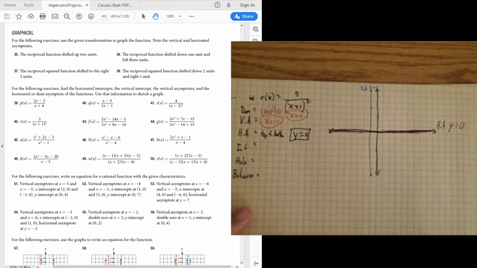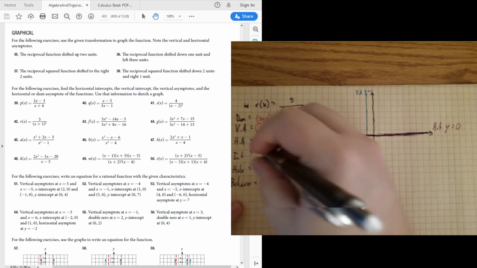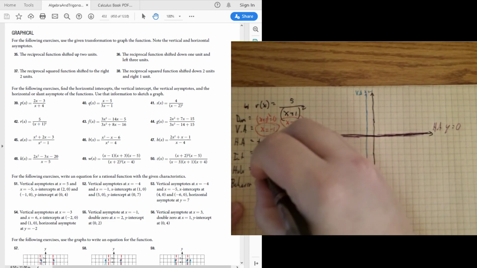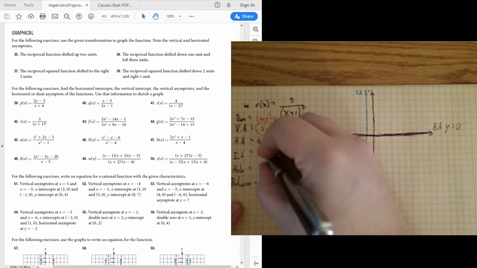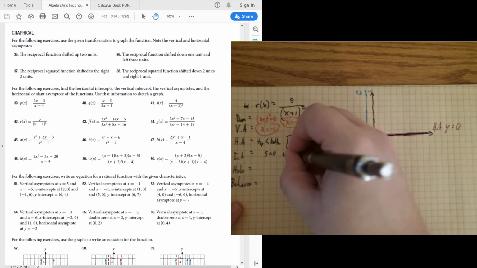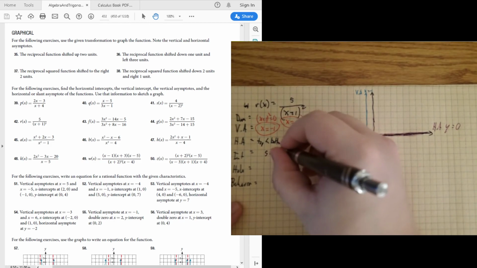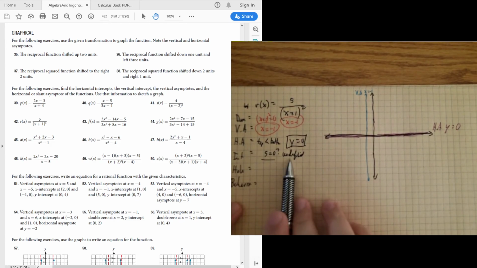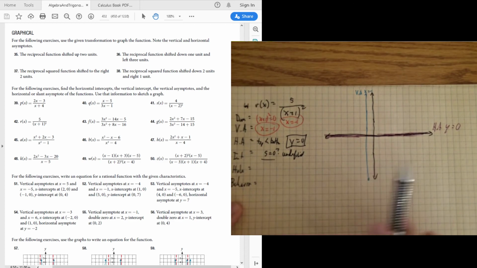All right, intercepts. So let's do it. My x-intercepts, that's when I take my top and set it equal to 0. So I do 5 = 0. You notice this is never true. So that means I have no x-intercepts. And that makes sense because I have a horizontal asymptote of 0. So it's on the axis. So I probably won't have any.